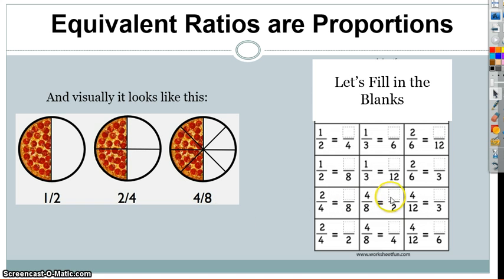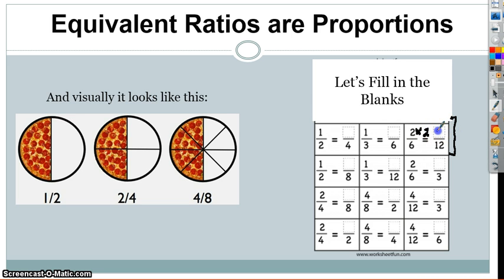Now, we do have some equivalent ratios here, but we're missing some information. So let's talk for a moment about how we can fill in some blanks. We're going to start with this problem right here. We have 2/6 equals blank over 12. We notice that 6 times 2 equals 12. So we're going to multiply the top by 2 as well.